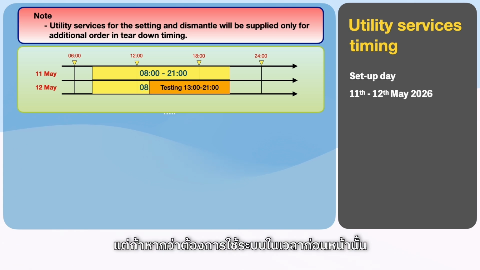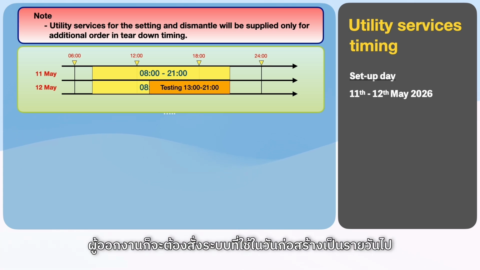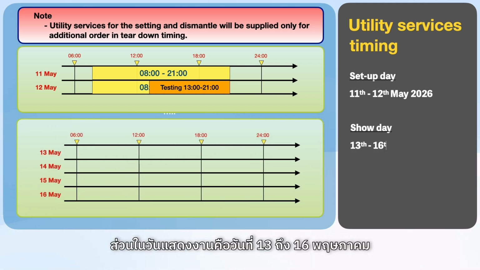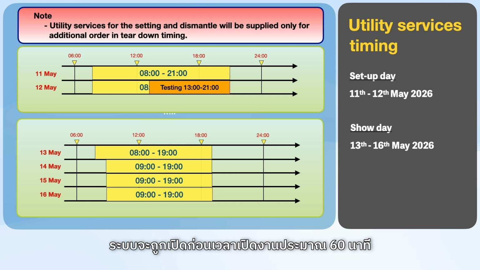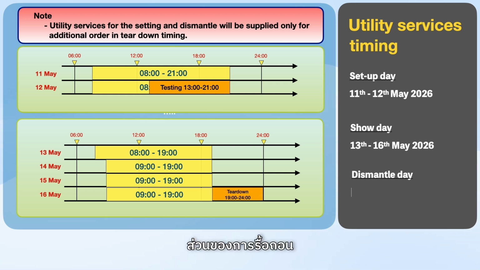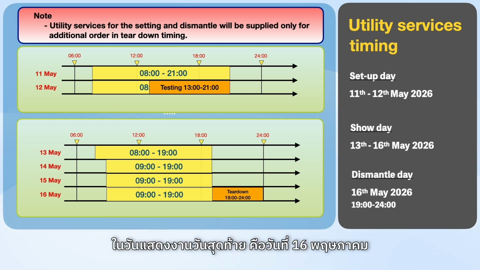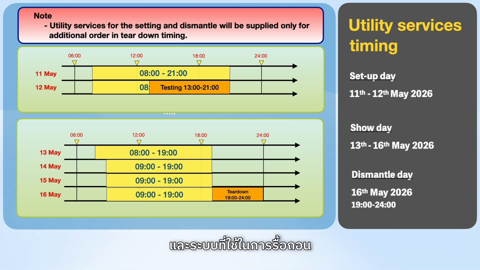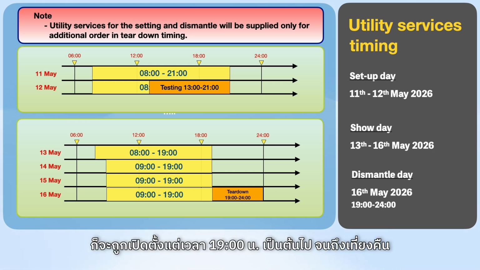But if they need to use the electrical system before that, they will need to order the system for construction on a daily basis. On the day of the event, which is from May 13th to 16th, the system will be turned on approximately 60 minutes before the opening of the event, and will be turned off approximately 60 minutes after the end of the event. And for the dismantling time, the show system will be turned off at 7 p.m. on the last day of the exhibition, which is May 16th. The reserved dismantling service will begin from 7 p.m. to midnight.